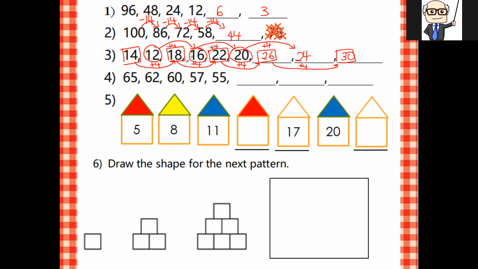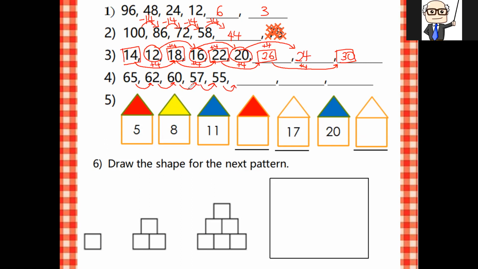Emma, can you help me to answer the next one? Okay, Emma. Can you tell me how to do number 4? Yes. Okay, question 4. 65, how to become 62? 65 minus 3 equals 62. And then 62 minus 3 equals 60. 60 minus 3 equals 57. So what's the next one? 57 minus 3 equals 55. 55 minus 3 equals 53.